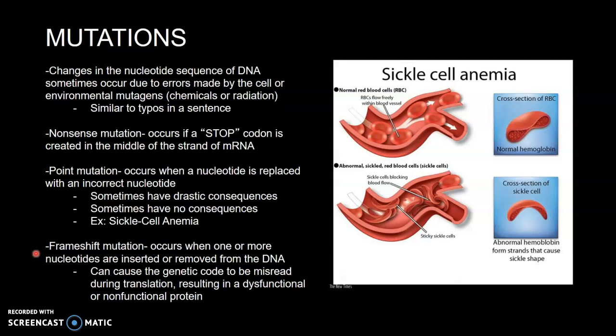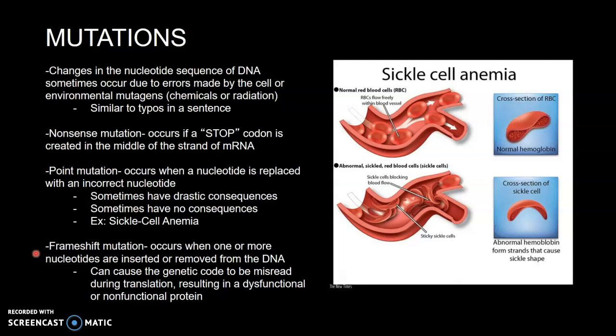One is what's called a nonsense mutation. This occurs if a stop codon is created in the middle of the mRNA strand. So remember that each codon codes for a specific amino acid, and there's a specific type of codon that codes for a stop signal, telling the translation process to stop. And so a nonsense mutation is when a nucleotide change occurs that actually causes the translation to stop at a stop codon.